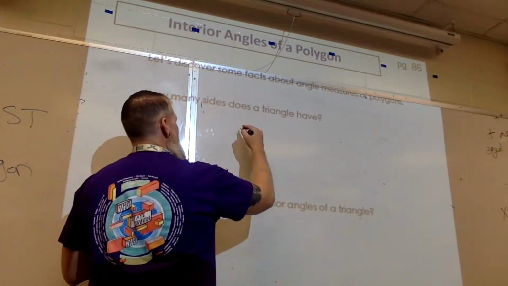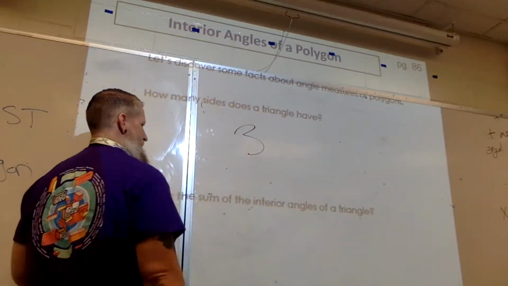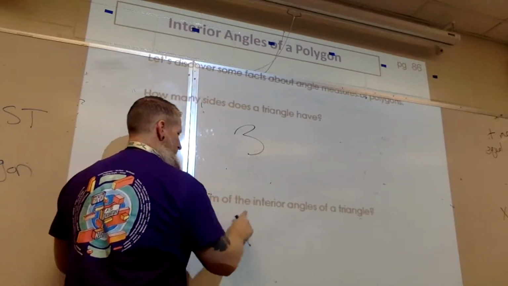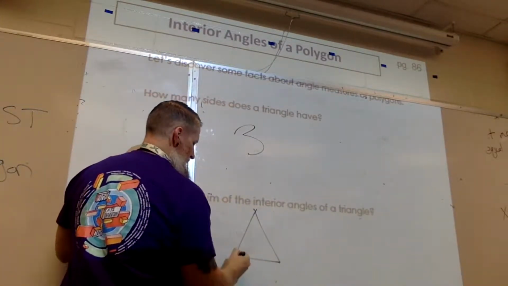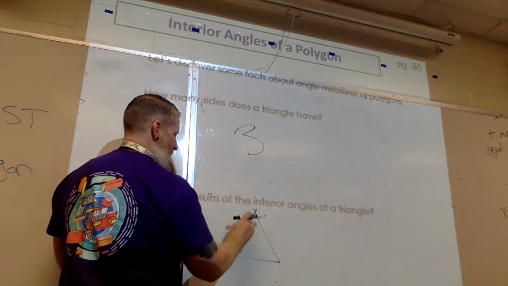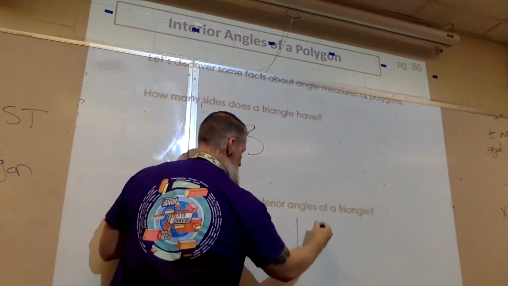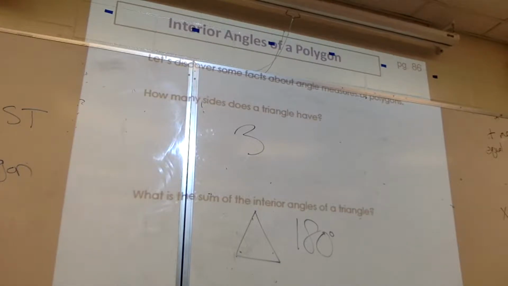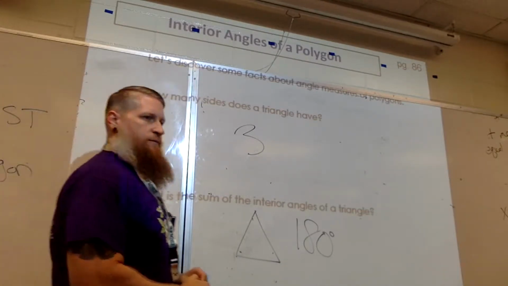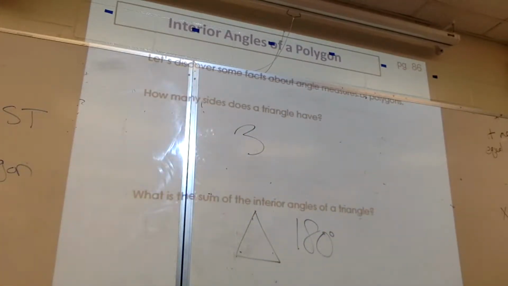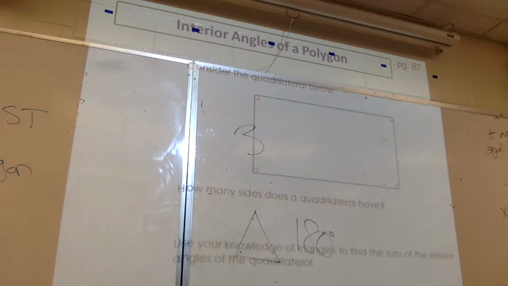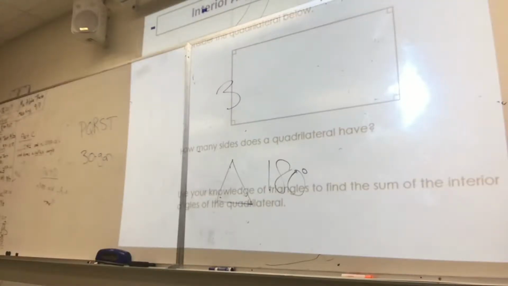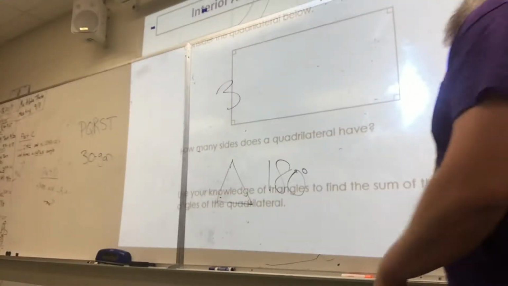All right, so going through this. How many sides does the triangle have? Good. And if I took a triangle and added up those three angles, how many degrees was that again? 180. Okay, you're going to need those two facts to push you through the rest of this. So the next part down, or the next page, if you flip it to 87, or wherever it's at, you don't have to flip it right now.